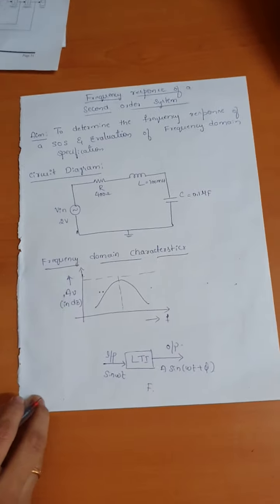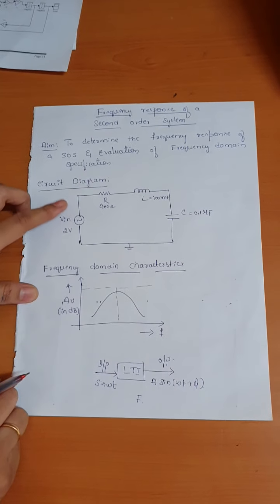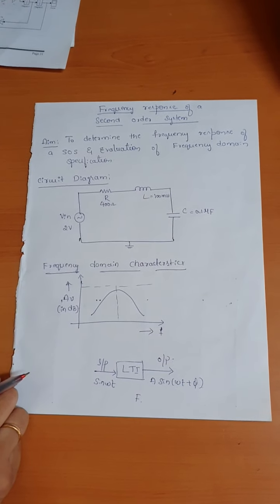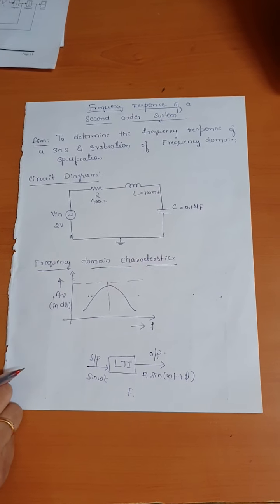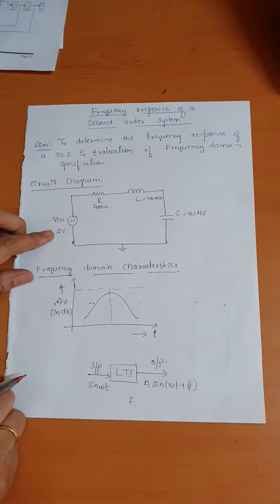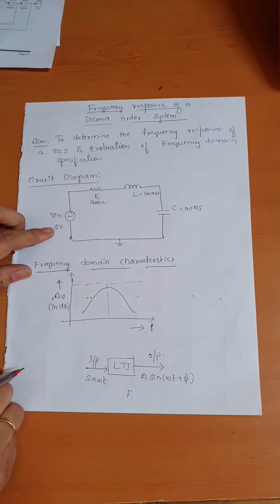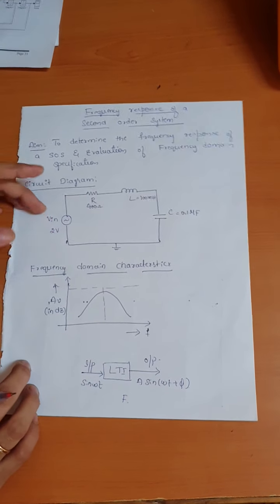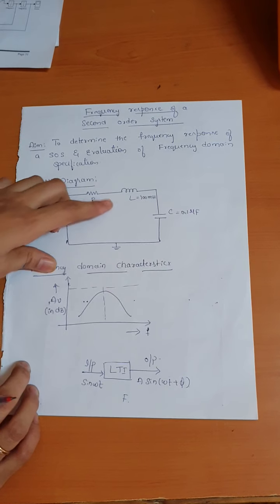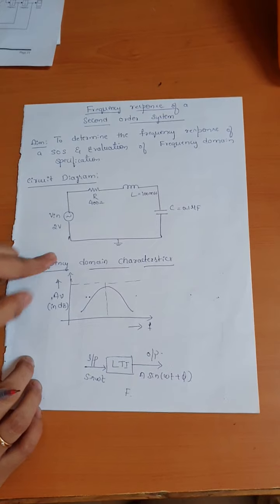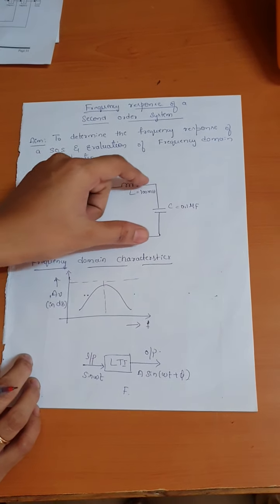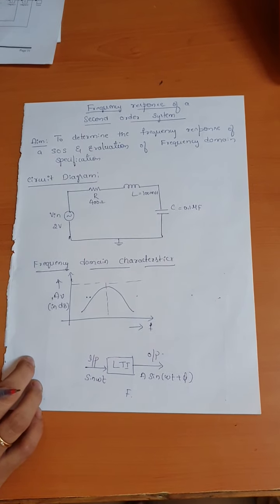Now in this experiment, this is the circuit diagram for conducting the frequency response. Here we have considered a series RLC circuit. We are going to keep varying the frequency while keeping all the parameters constant. This is the input supply, 2 volts peak to peak, which we are taking from the signal generator. The resistance required is 400 ohm, inductance required is 100 millihenry, and the capacitance is 0.1 microfarad. Across the capacitor we are going to measure the output voltage.